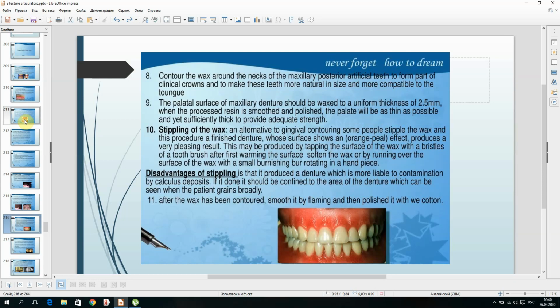A disadvantage of stippling is that it produces a denture which is more liable to contamination by calcareous deposits. If done, it should be confined to the area of the denture which can be seen when the patient grins broadly. After the wax has been contoured, smooth it by flaming and polish it with weak cotton.